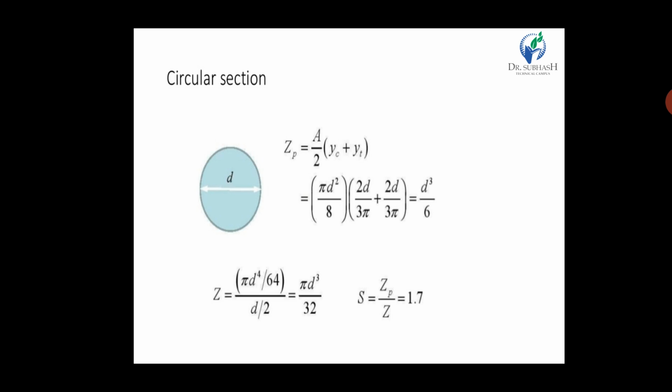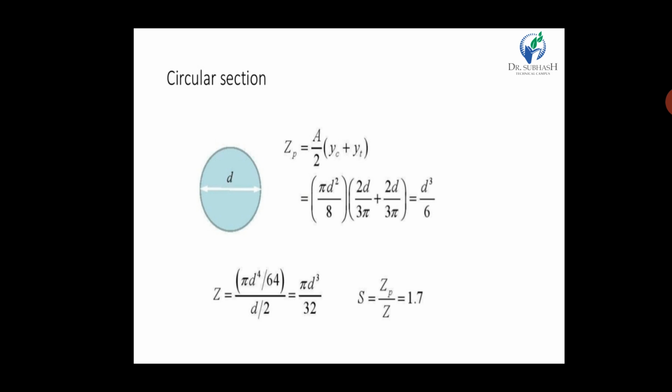So Zp is equal to a by 2 into (yc plus yt). So with pi by 4 d square, that is pi d square divided by 8, into 2d upon 3 pi plus 2d upon 3 pi, it's nothing but your yc and yt, and finally Zp you have to derive as d cube by 6.